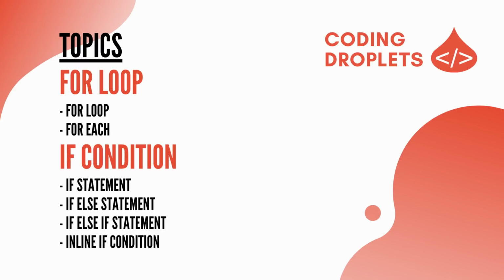So in this video we are going to cover two different topics. The first topic is about for loops. What are the different types of for loops and how we can use foreach method in our project. And the second topic is about if statement. We'll be covering how to use if condition, if else conditions, if else if conditions, and also the inline if conditions.